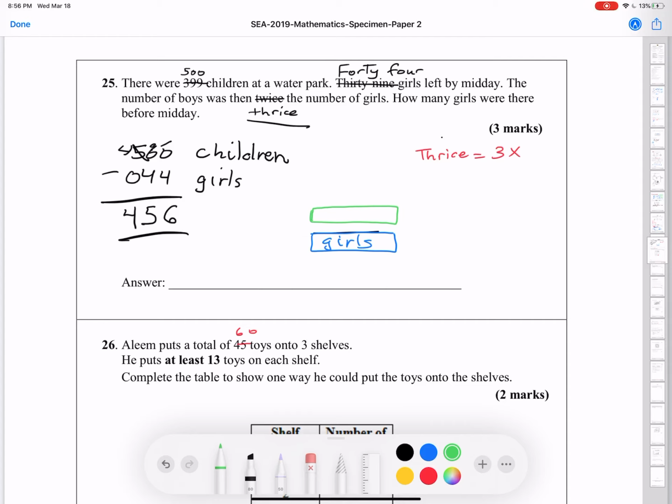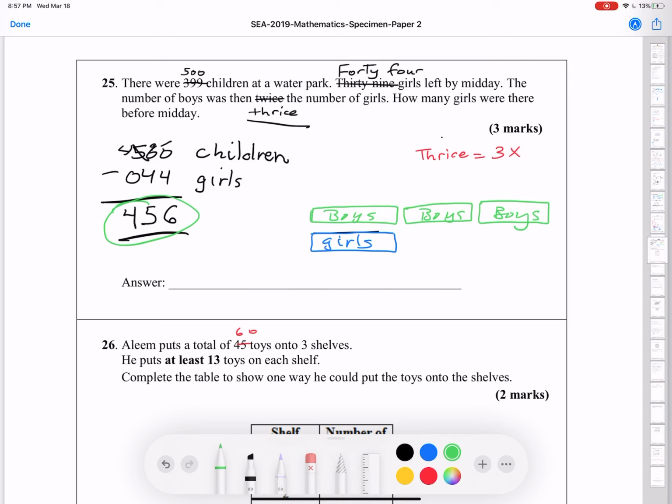That is same amount, boys and girls. This is twice, this is thrice, 3 times. Boys. Right. If 456 represents all the children that remained, are you seeing here how the number of boys is 3 times the number of girls? Yes, you can see that.